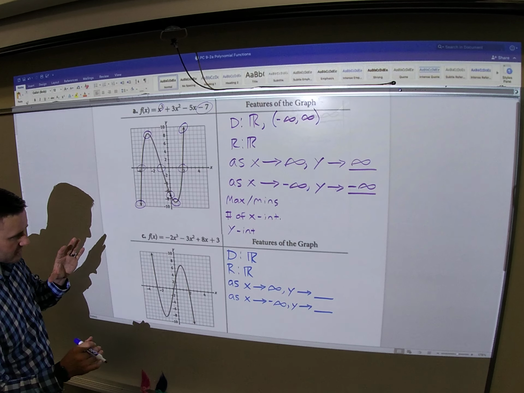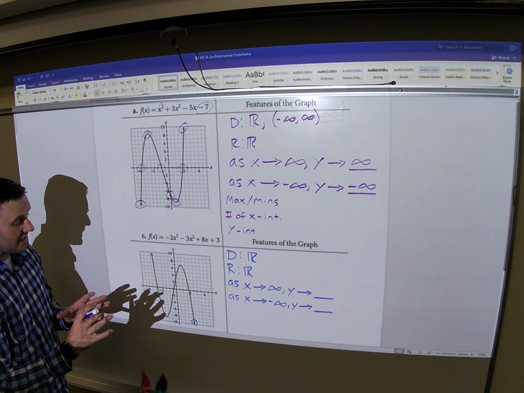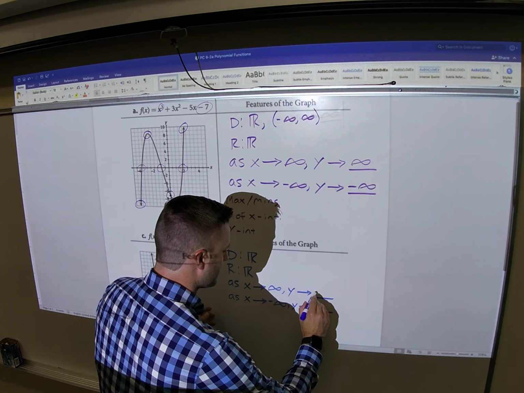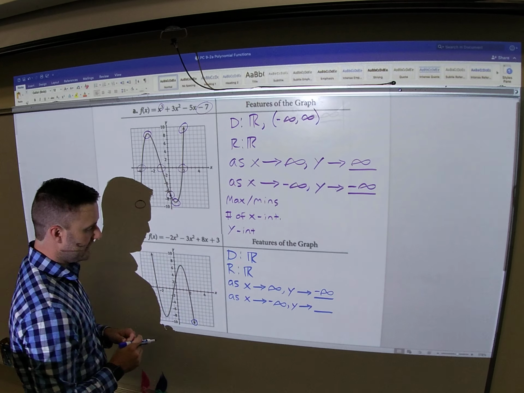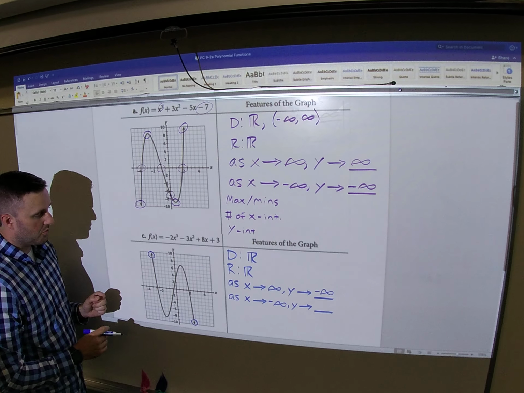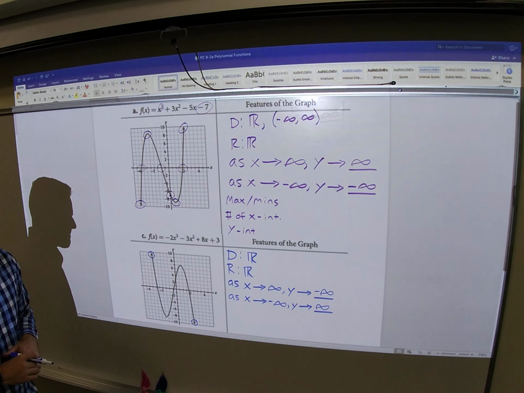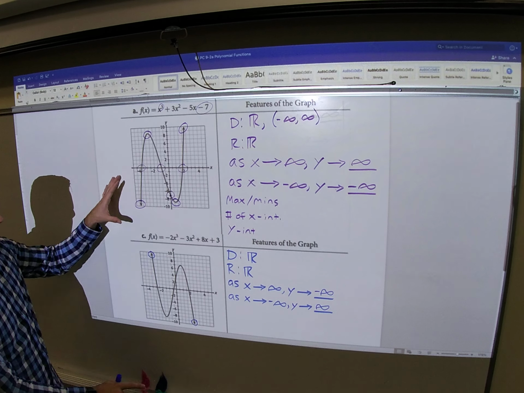Now, notice the difference though, as x is getting larger and larger, when I look at the end behavior, or at the arrow, my arrow is pointing down, so this is negative infinity. And then as I move to the left forever, I notice that my arrow is pointing up, so this is going toward positive infinity. So now these are opposite of each other.